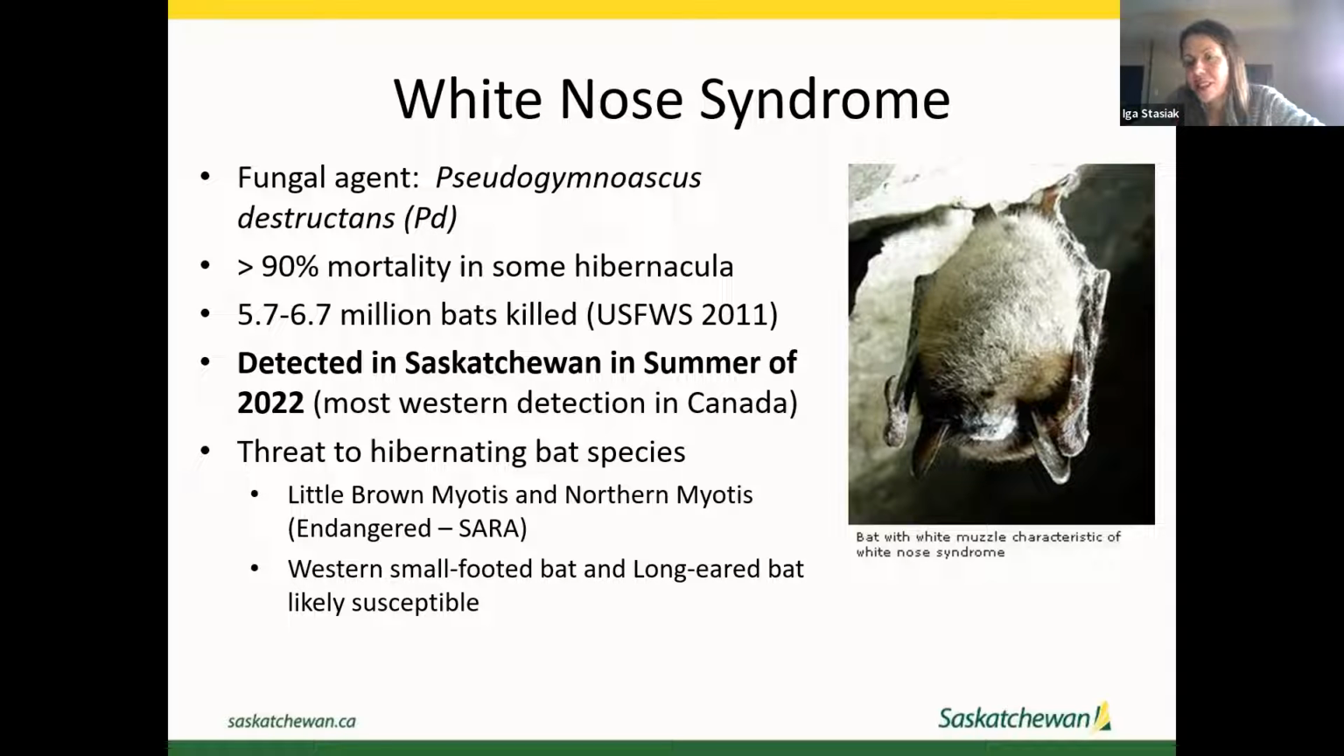So there are concerns. This is a disease that we know does not impact other species other than bats. It is a threat to hibernating bat species, and we do have a number of threatened species here in the province, the little brown and the northern myotis. And there are a couple of other species in the province we suspect are also susceptible. So the first thing we need to do is figure out what the risks or implications are.